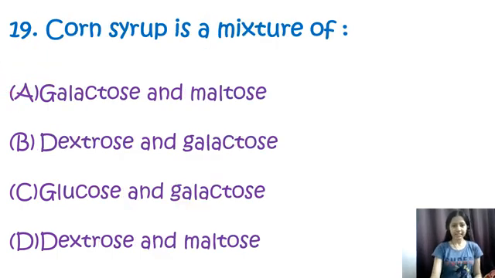Question number 19. Corn syrup is a mixture of galactose and maltose, dextrose and galactose, glucose and galactose, dextrose and maltose. Over here my correct option is C, that is glucose and galactose. So corn syrup is a mixture of glucose and galactose. Option C is my correct option.